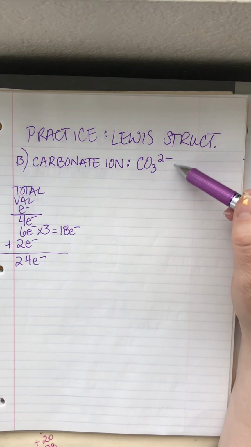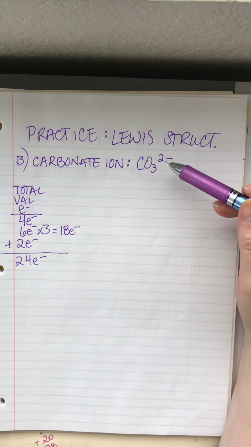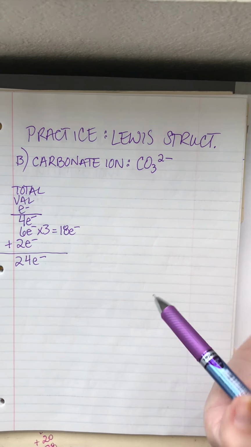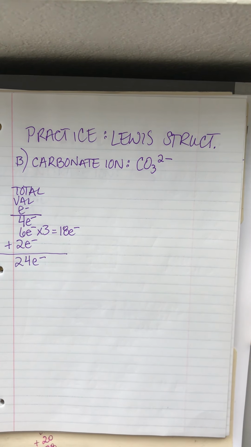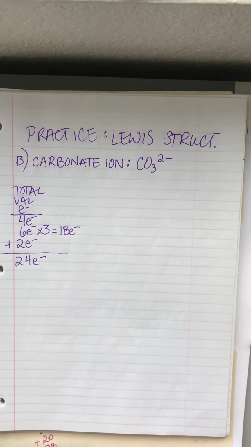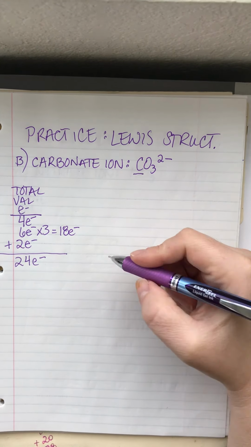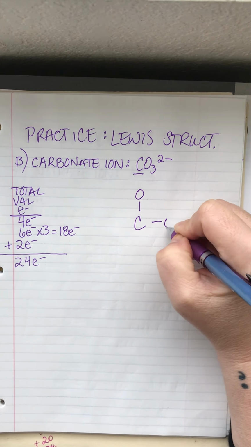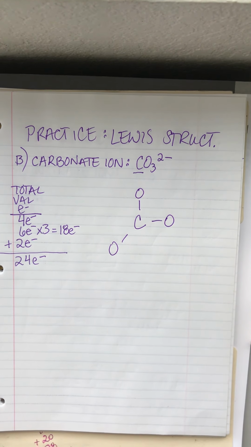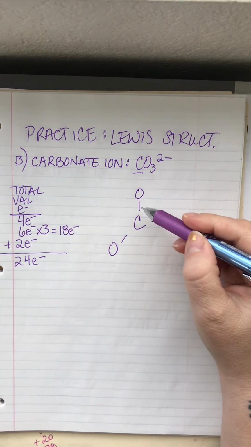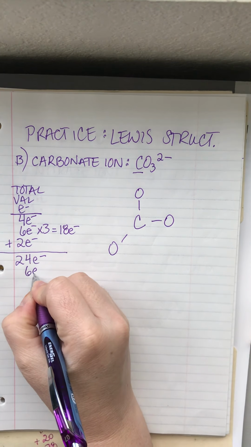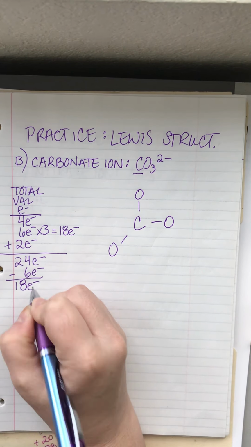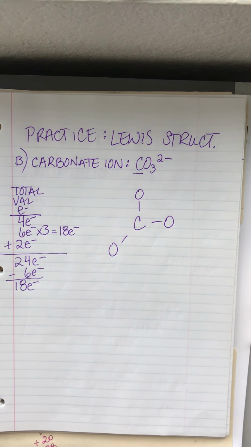Now if there were a positive charge, that means we would have 1 less electron, so we'd subtract 1 electron, but we'll worry about that in another example. So we have 24 total valence electrons. We're going to put carbon in the center, with 3 oxygens around it, right? I've used 2, 4, 6 electrons in bonding. Subtracting that from the total, I get 18 electrons left over.